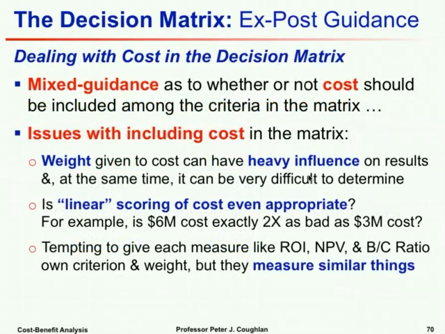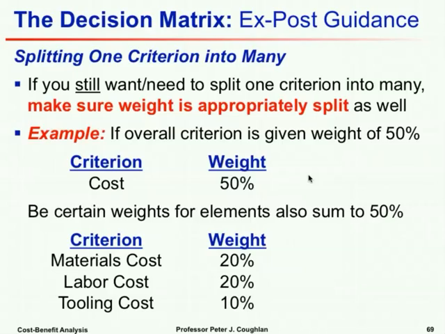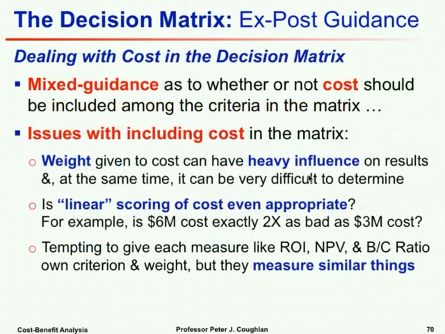All right, so that's the guidance in terms of splitting one criterion into many. What about dealing with cost in the decision matrix? As I've mentioned before, there's mixed guidance as to whether or not cost should be included among the criteria in the matrix. So here's reasons why it's good. There's problems with including it. There's also problems with excluding it.